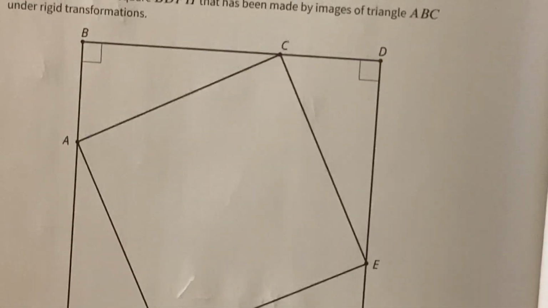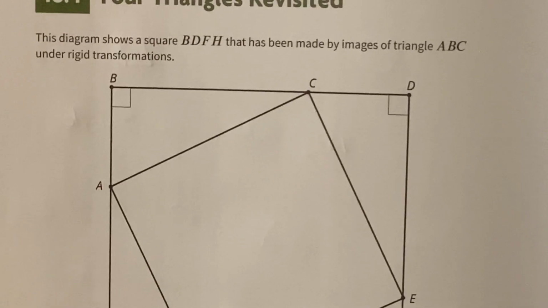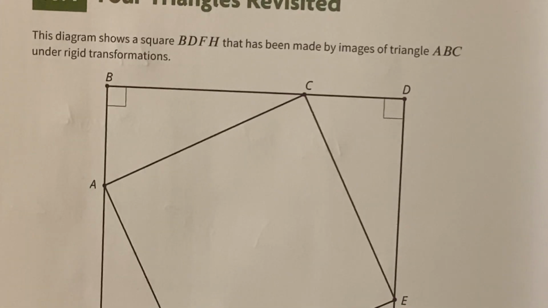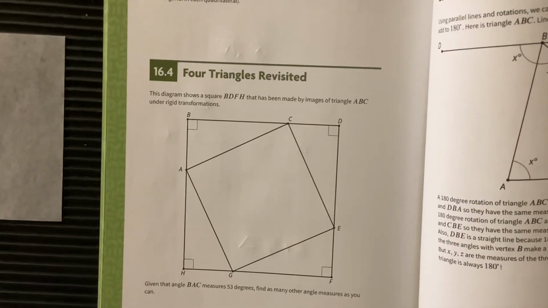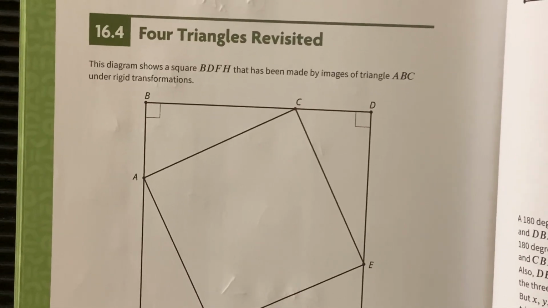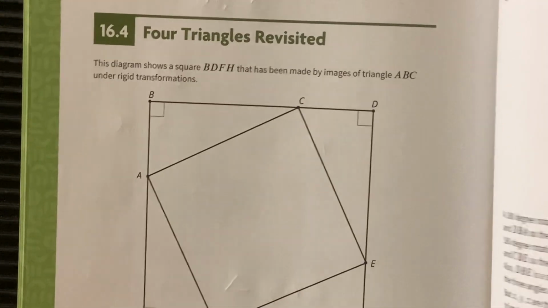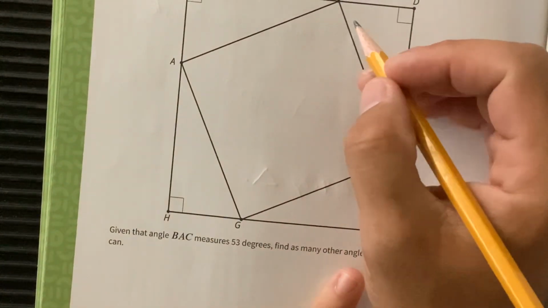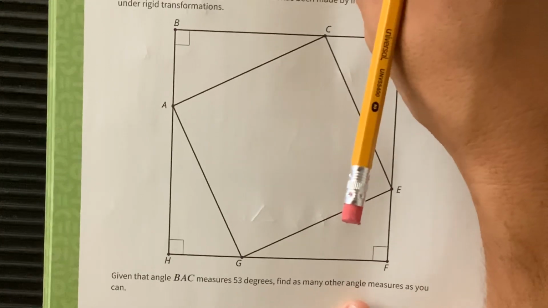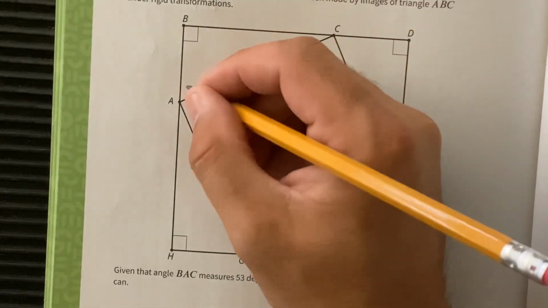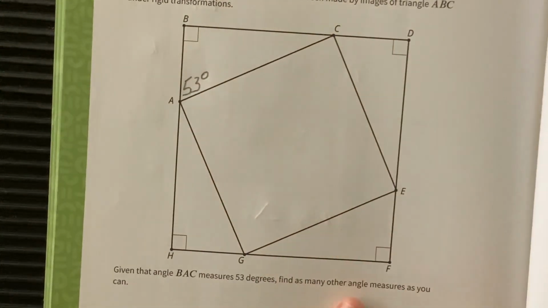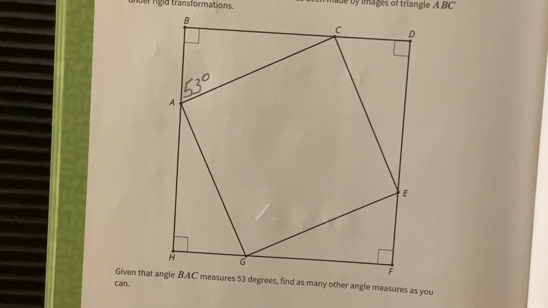Last one we're going to look at. We're going to skip the Are You Ready? I want to give you as much time as possible on the homework today, so you don't have any. This one should look familiar. We have already talked about this type of a triangle. It says given that angle BAC, so find BAC and give it a little 53-degree marking in it. Find as many other angles as you can.